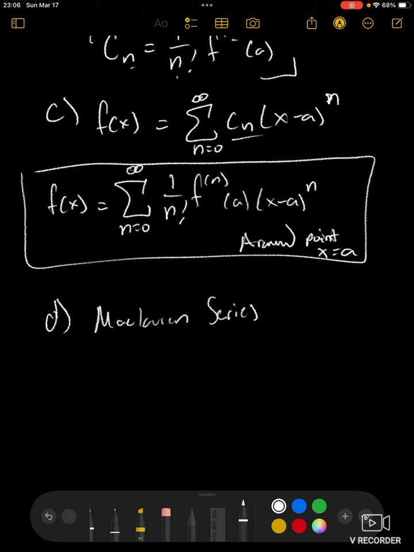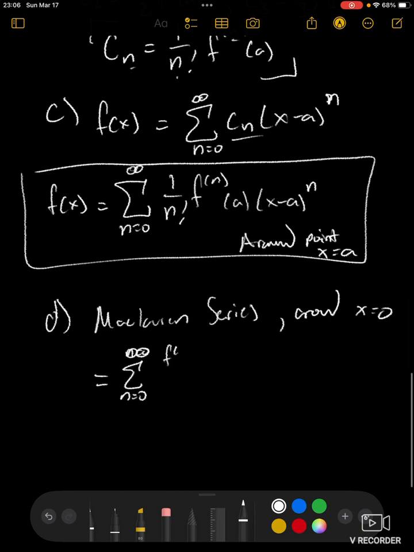The Maclaurin series is the exact same as the Taylor series, except it's always going to be around x equals 0. So essentially this a is not going to be there. So for the Maclaurin series, that f of x is going to be equal to the sum of f^(n)(0), because we're always going to plug in 0, because that will be our a in this case. Power of x to the n, right, because that a is 0.